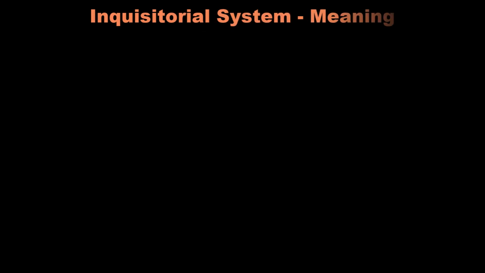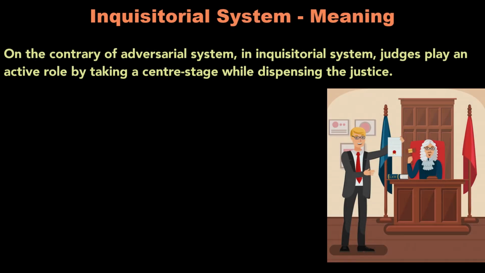On the contrary to the adversarial system, in the inquisitorial system, judges play an active role by taking center stage while dispensing justice. The first thing mentioned here, prima facie, explains that judges play an active role, whereas in the previous video we discussed that in the adversarial system judges play a passive role. So this is the first explanation and also the distinction between these two terms.